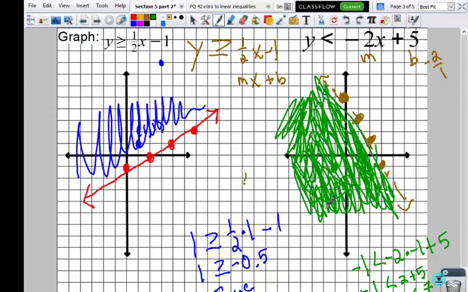So first thing you gotta do is graph the line, right? So what's B? What's B? One. Okay, just put it at 1.